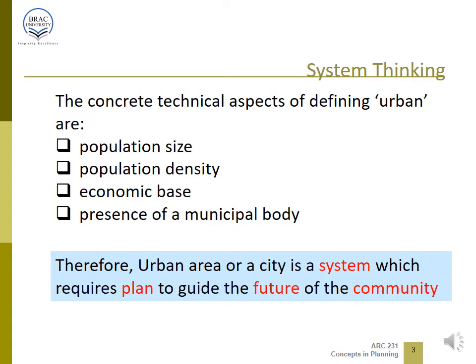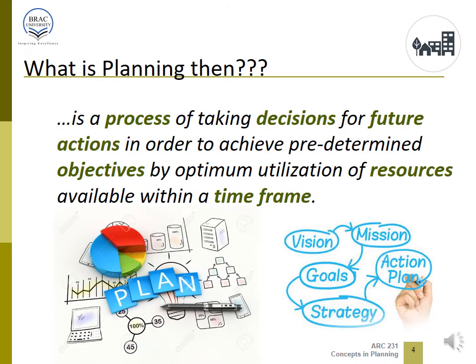Therefore, an urban area or a city is a system which requires a plan to guide the future of the community. Then what is planning? Planning is a process of decision making for future actions, and these actions are required to achieve predetermined objectives by optimum utilization of resources available within a time frame. So planning always deals with a certain time frame. It takes decisions for the future, on behalf of the people of a city or a region or a locality or a neighborhood.